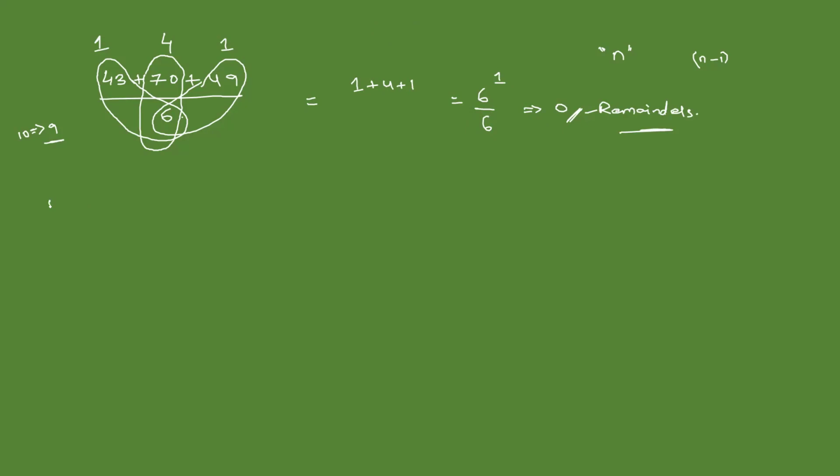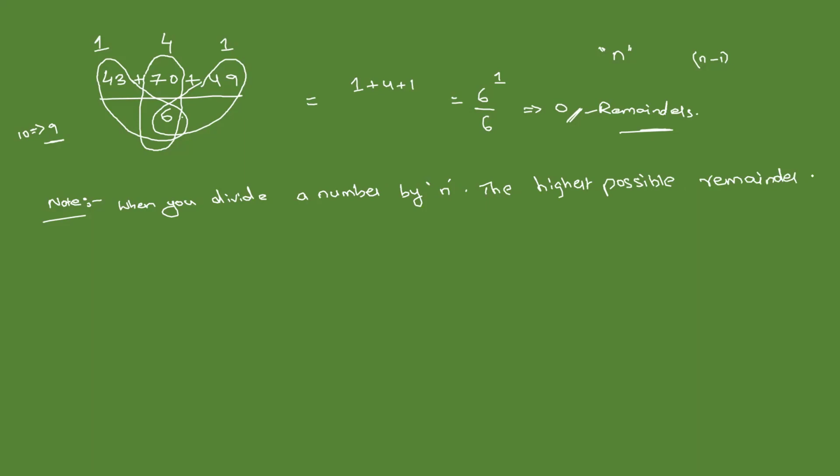So here, make a note: when you divide a number by n, the highest possible remainder is n minus 1. Okay, when you divide a number by any value n, the highest possible remainder will be n minus 1.